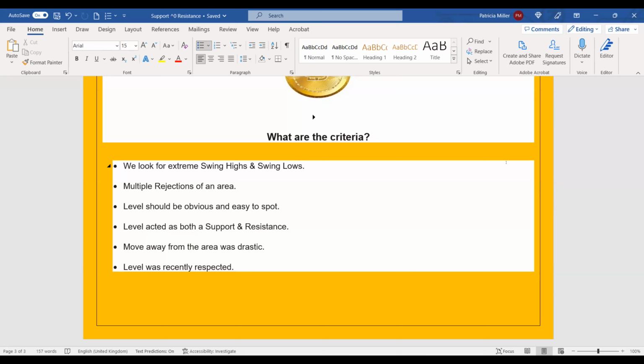So let's jump on the chart and see if we can identify those areas and know how to draw them. Let's move over. So remember, note these key criteria. Let me bring you over now to the chart so we can look at a few examples.